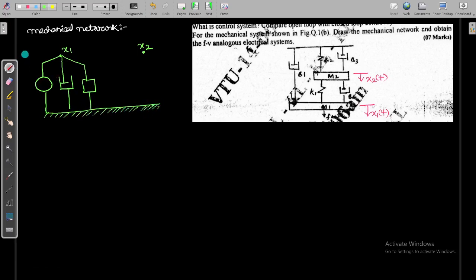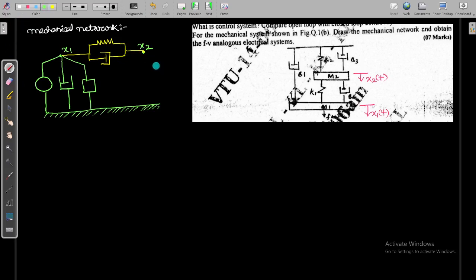If you observe, between x1 and x2 you have two elements, one is k and b1. So you have to connect those elements also. Between x1 and x2 there is a spring constant, that he has represented as k. Next there is a damping coefficient, which will be taken like this, and these two are drawn like this. So you have to connect like this between x1 and x2.